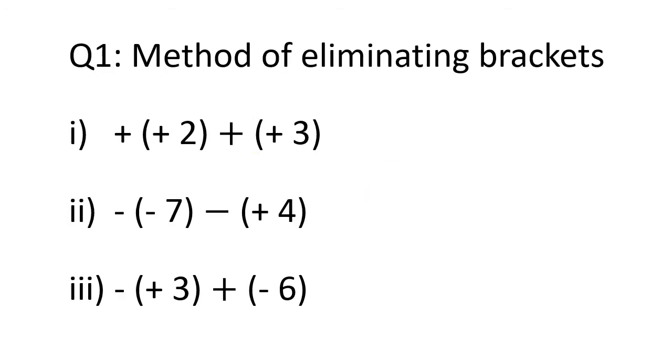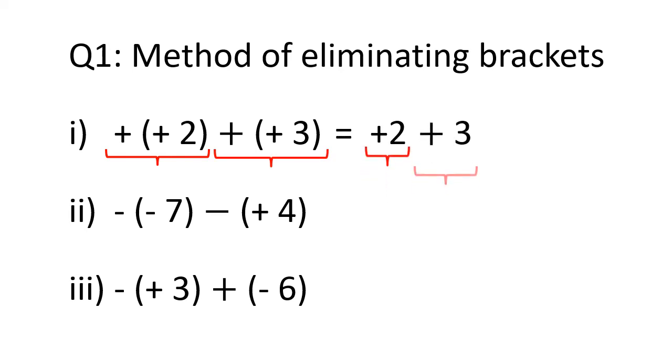Let's look at more questions. The first question is positive 2 plus positive 3. Positive 2 is positive 2, and plus positive 3 is positive 3. So this is just an addition of positive 2 and positive 3, which is positive 5, or simply 5.